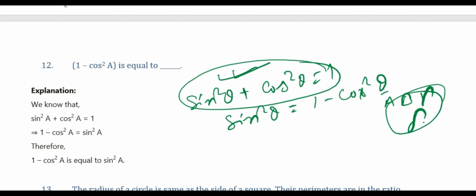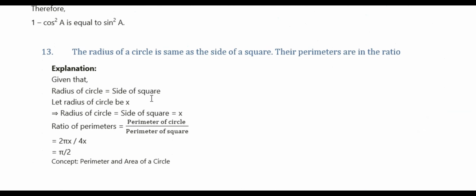This identity is very useful to us. Okay. The next question on your screen, you can see the 13 number question. The radius of circle is same as the side of square, means r equal to a. Their perimeters are in the ratio what?